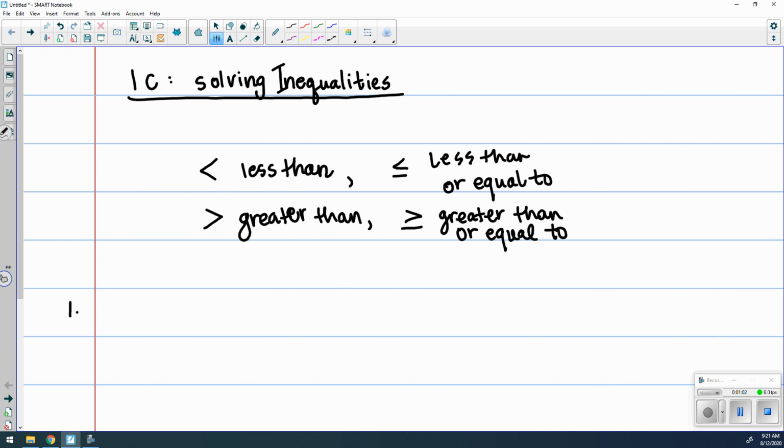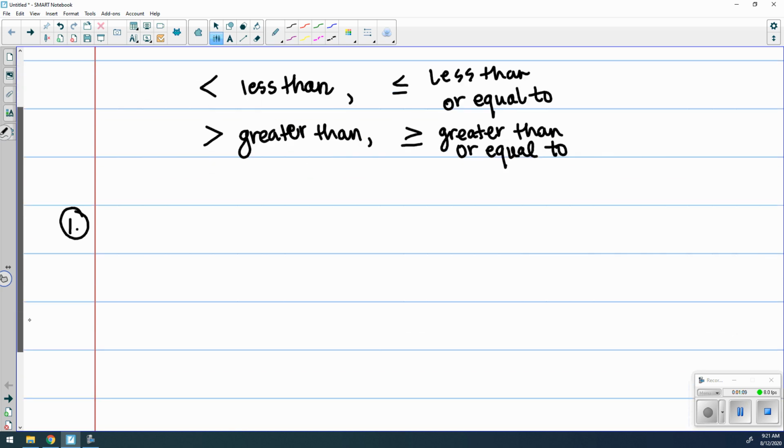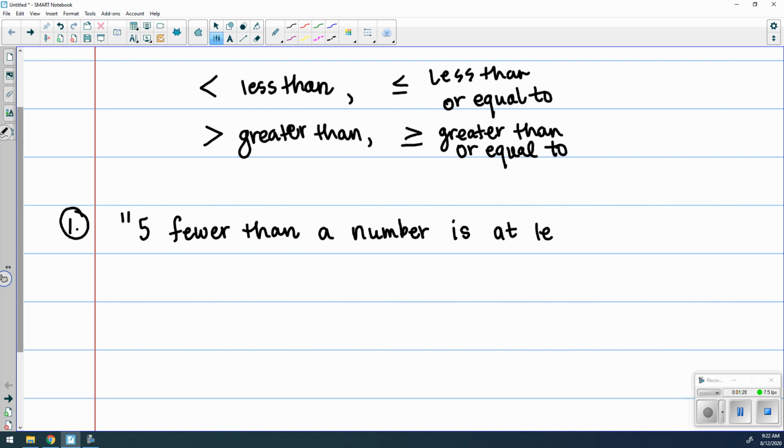In our next two examples, I'm going to give you a sentence, and what we're going to do is translate that sentence into a numerical expression. So number one, go ahead and write down: 5 fewer than a number is at least 12. So 5 fewer than a number is at least 12.